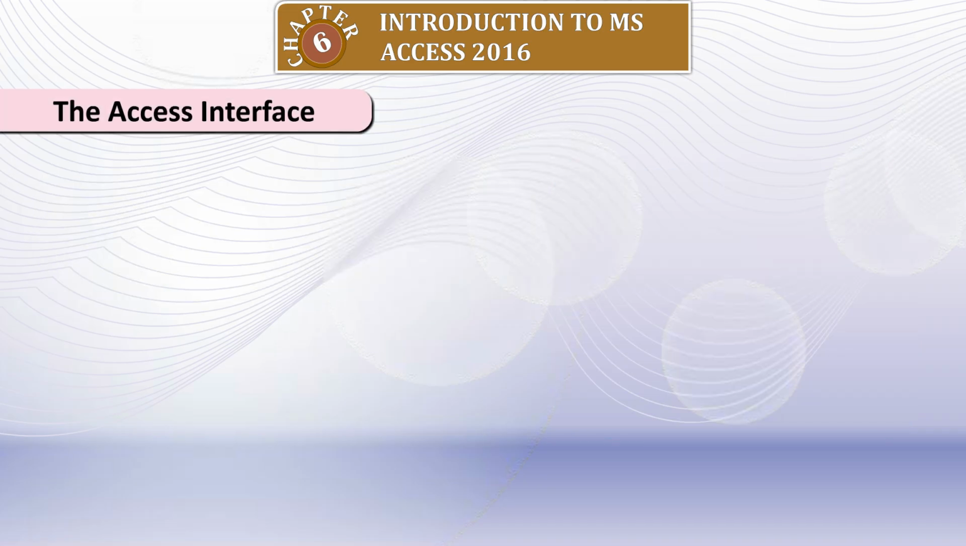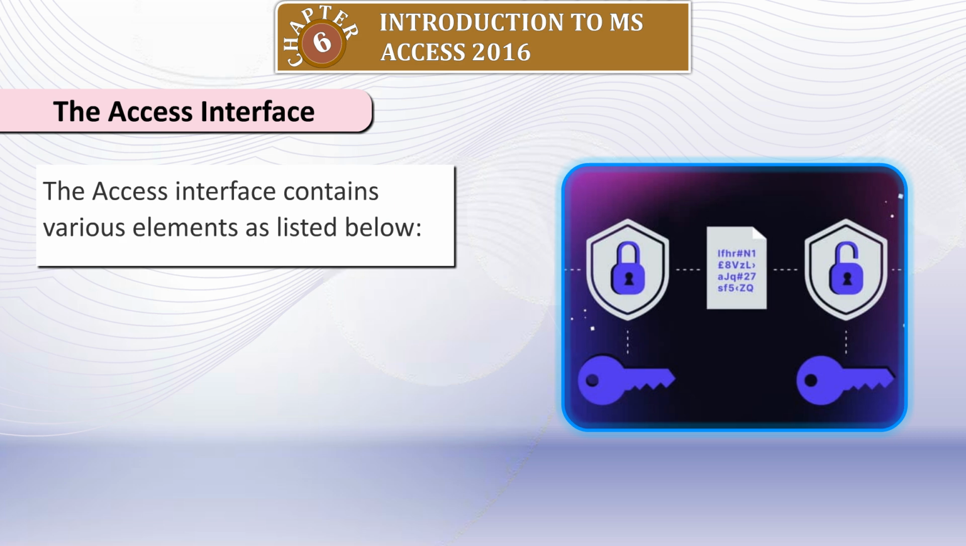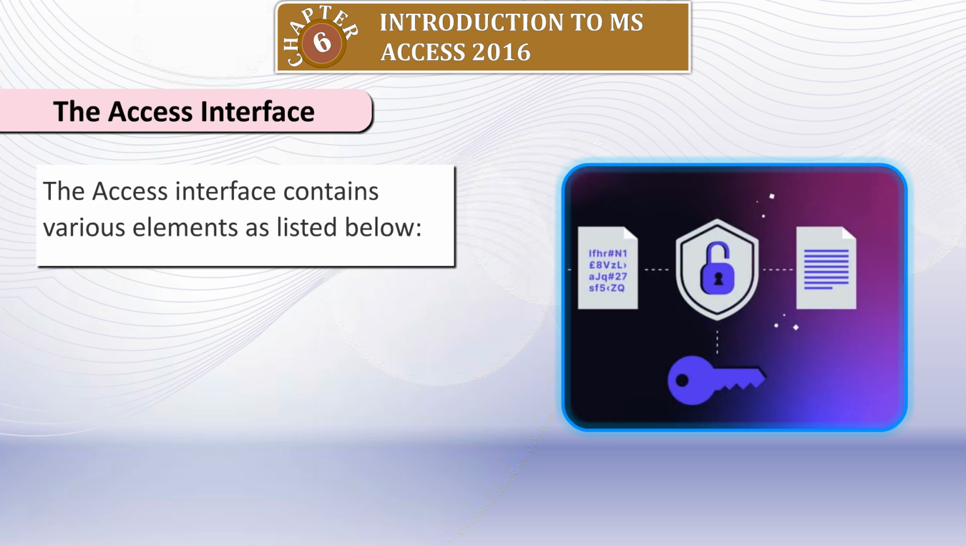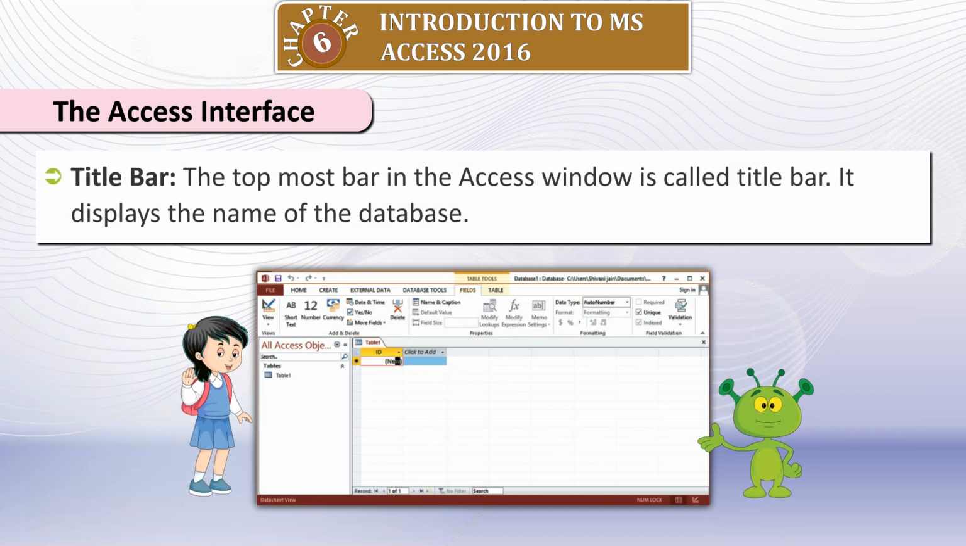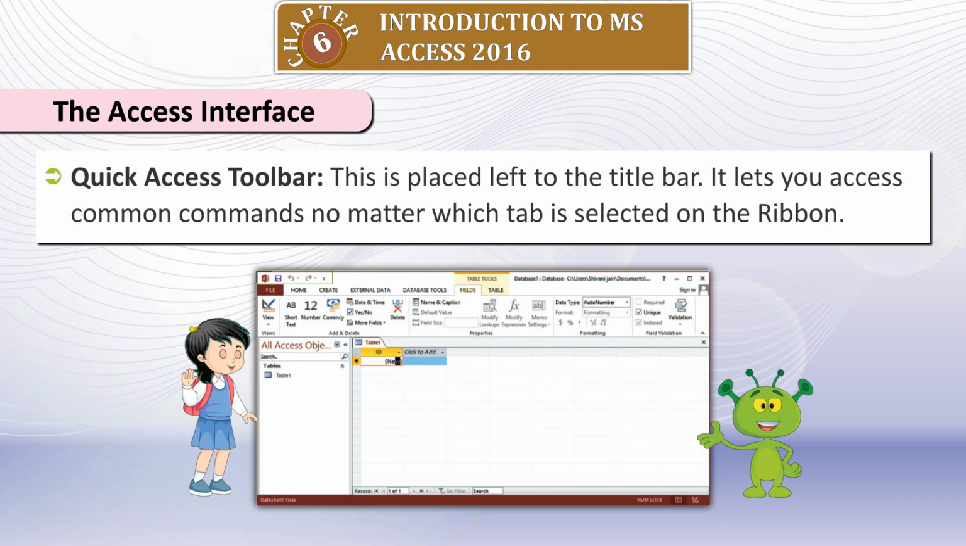The Access interface. The Access interface contains various elements as listed below. Title bar. The topmost bar in the Access window is called the title bar. It displays the name of the database. Quick Access toolbar. This is placed at the left of the title bar.